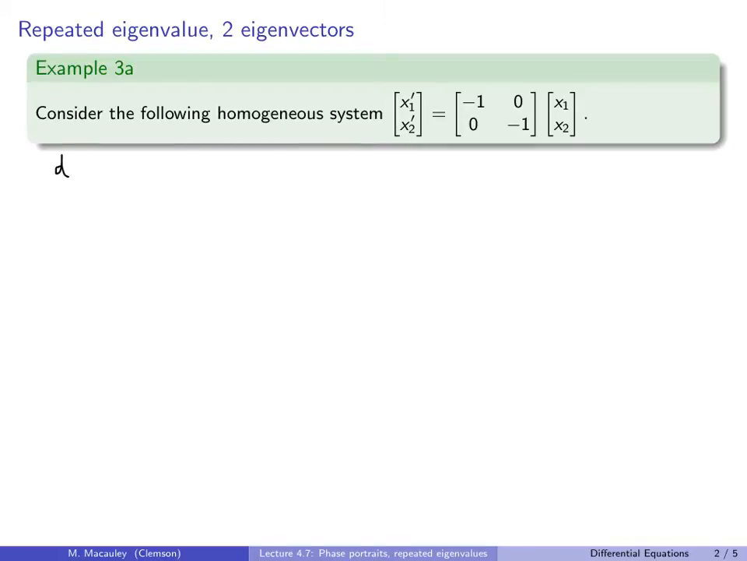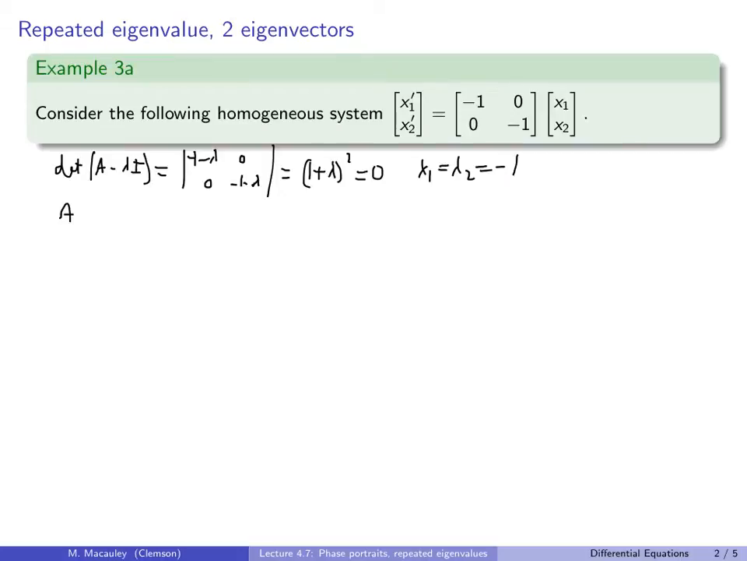So let's compute the eigenvalues and eigenvectors. So that's this determinant, negative 1 minus lambda, 0, 0, negative 1 minus lambda. And so this is (1 plus lambda) squared equals 0, so it's easy to see that lambda 1 and lambda 2 are both negative 1, so we have a repeated eigenvalue. This is a case where we're going to have more than one eigenvector, and let's check.